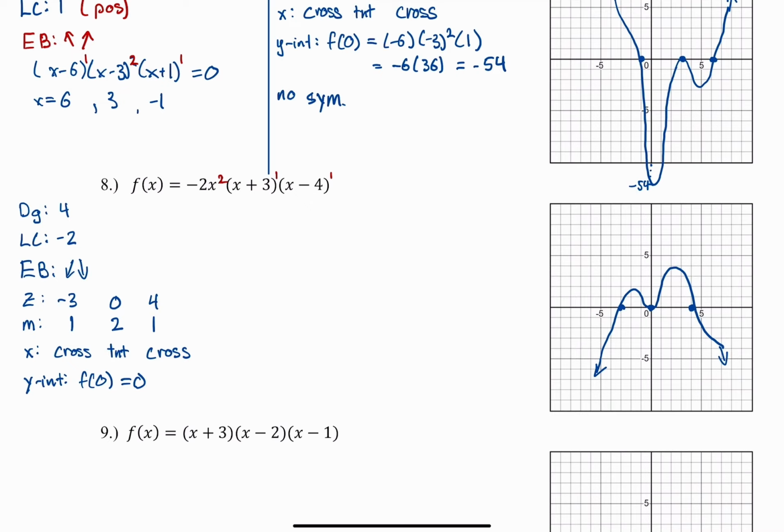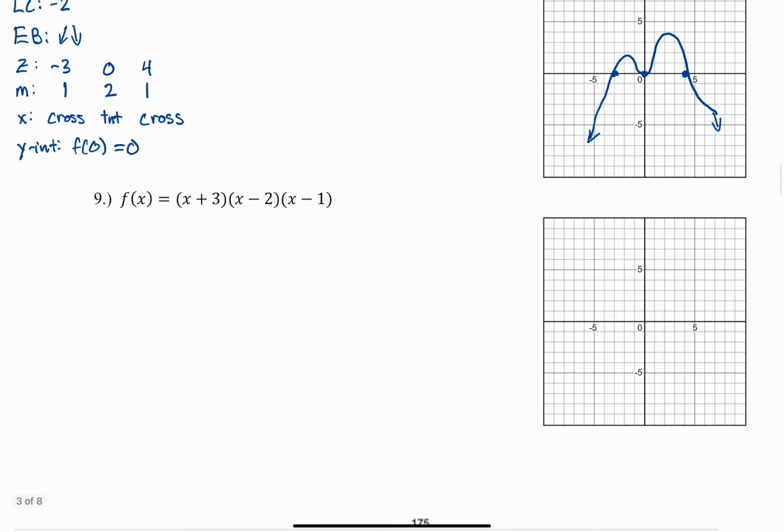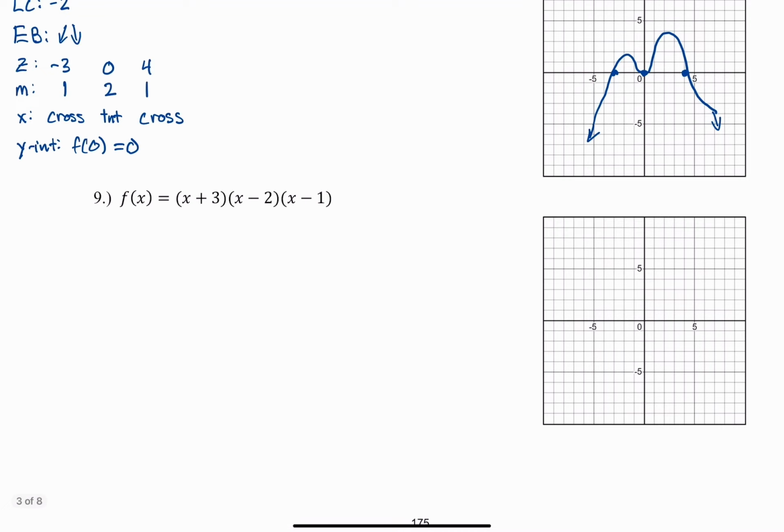All right. In the case of number 9, the degree here is going to be 3. The leading coefficient is going to be 1. Again, these are all understood to be 1, so that's where this 3 came from. An odd degreed polynomial with a positive leading coefficient will have an end behavior that'll fall to the left and rise to the right.